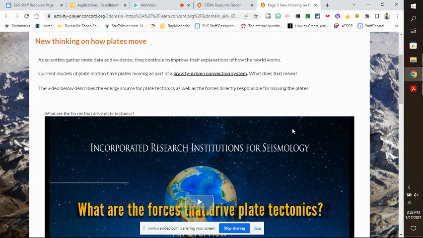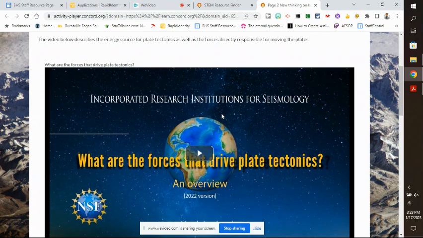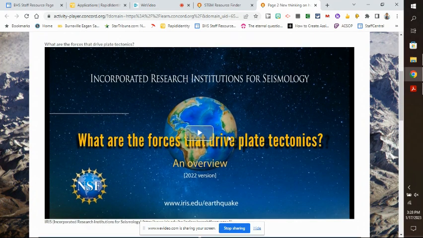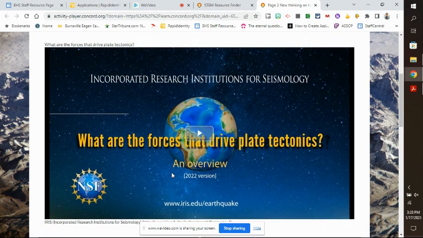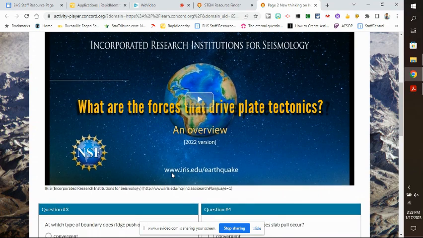New thinking on how Earth's plates move. As scientists gather more data and evidence, they continue to improve their explanation of how the world works. Current models of plate motion have plates moving as part of a gravity-driven convection system. What does that mean? This video will describe that. I'm tentative about showing the video on WeVideo because you get some issues with audio, so I will show that in class.